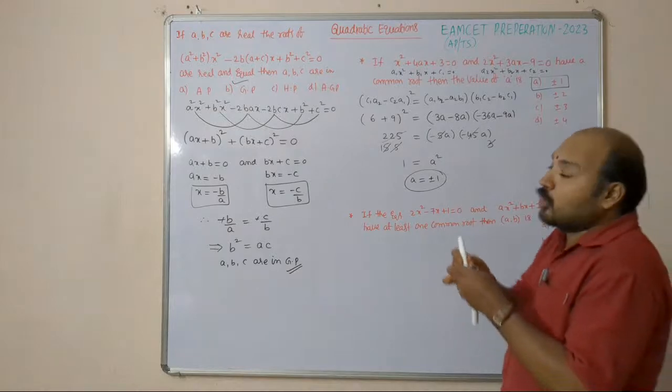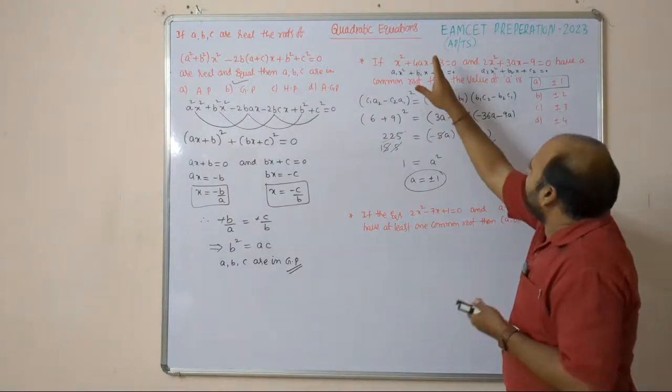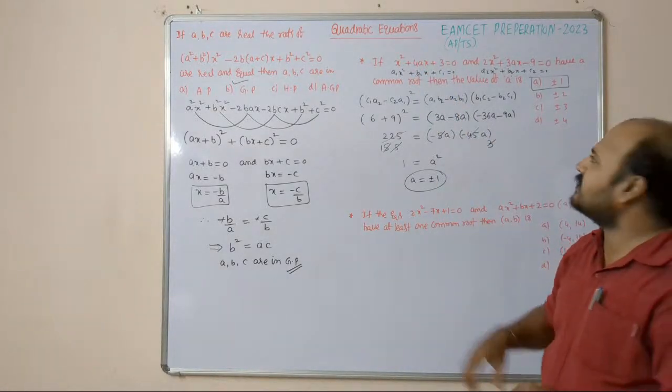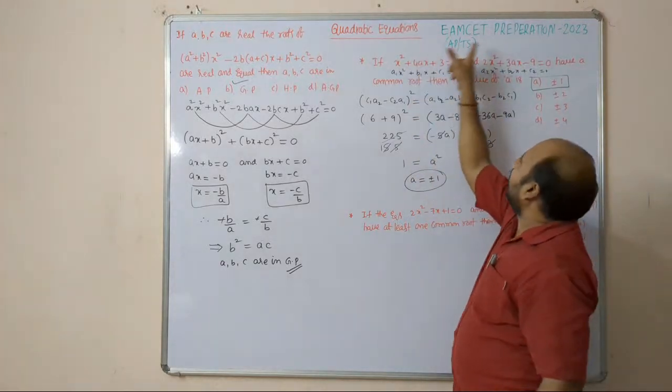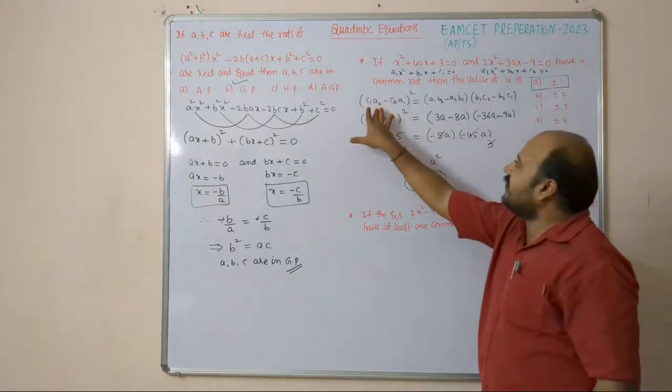Whenever common roots are there, the speciality of this question is that in both the quadratic equations, unknown values, the a value, are there. That is the reason we are applying this.